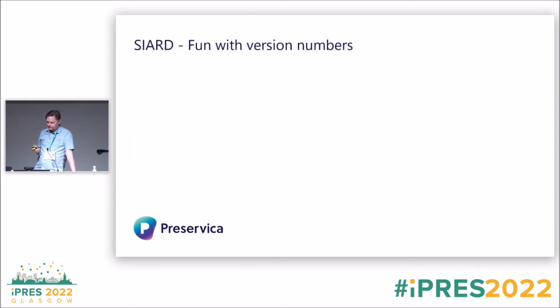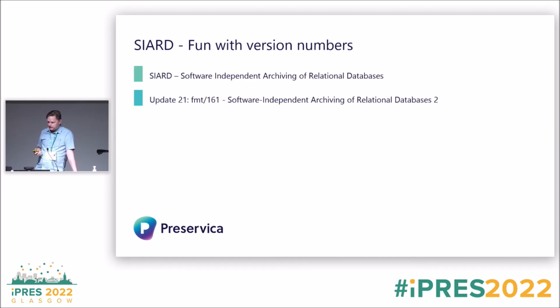Next one, SIARD, as I may have pronounced that wrong. But SIARD, the Software-Independent Archiving of Relational Databases, is developed by the Swiss Federal Archives. We've diligently added this to PRONOM back in update 21, back in 2009. We called it essentially SIARD 1.